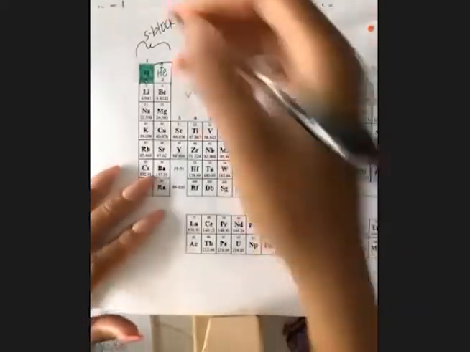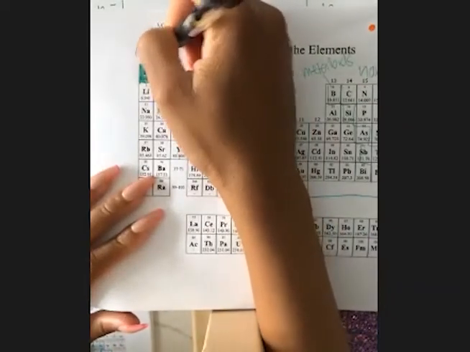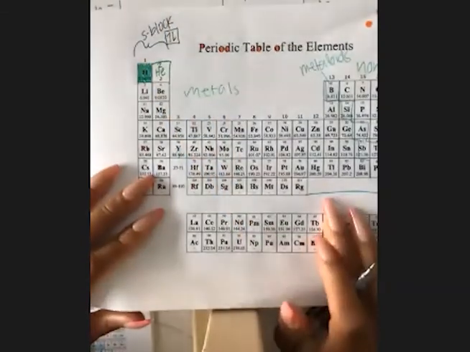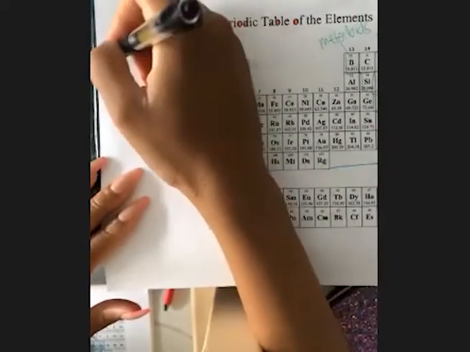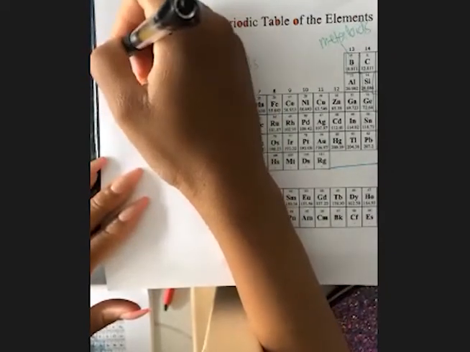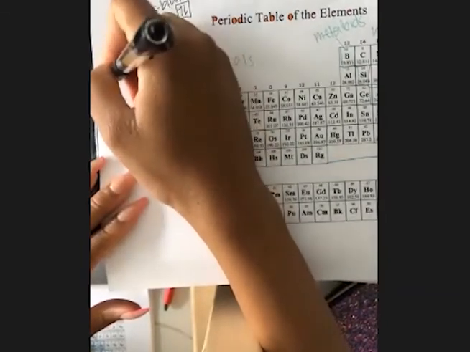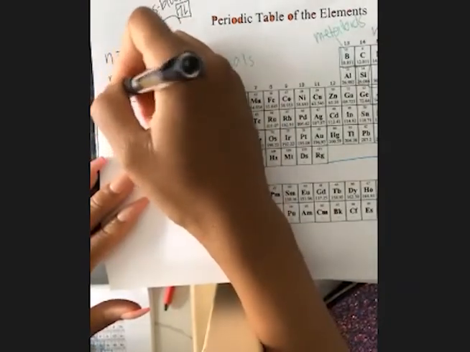And I'm gonna say it's the S block. Remember, the S orbitals have 1 orbital, and the max amount of electrons it can have is 2 electrons. Each row, I'm gonna call N. So row number 1 is N equals 1. I'm saying that this is N equals 2. I'm saying that this is N equals 3.